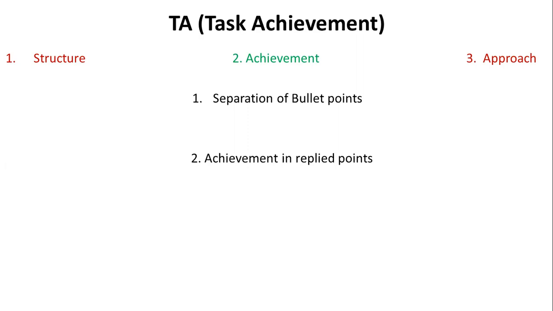In achievement, there are only 2 points. One is separation of bullet points. You should never ever mix the information of the bullet points. Each bullet point must be clear: the answer of bullet point 1 is here, the answer of bullet point 2 is here, and the answer of bullet point 3 is here. These must be separated from each other. And next is your answers must be correct. According to the question, you should have replied with the right answer.